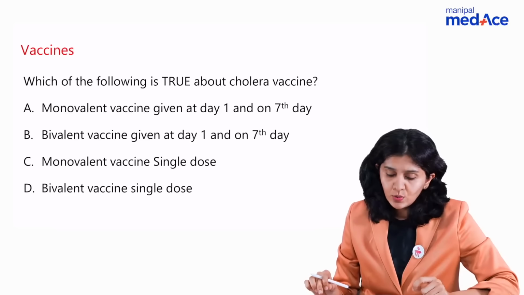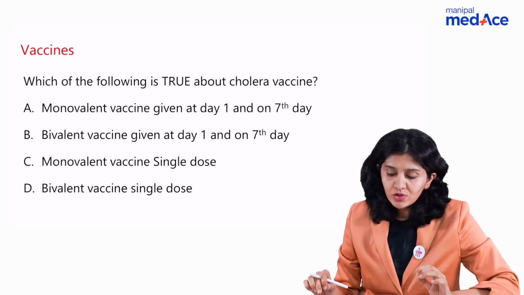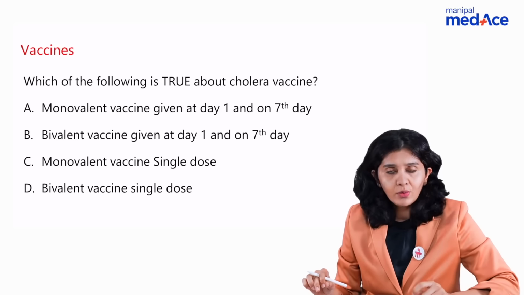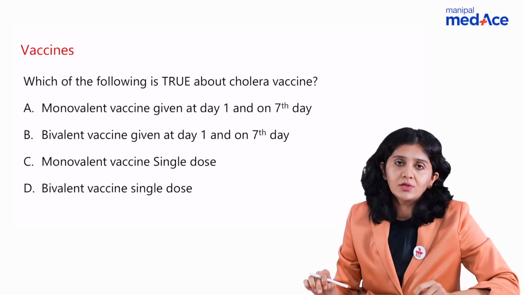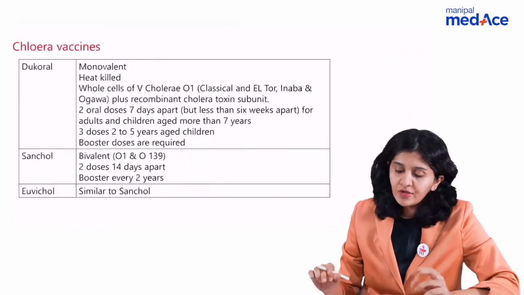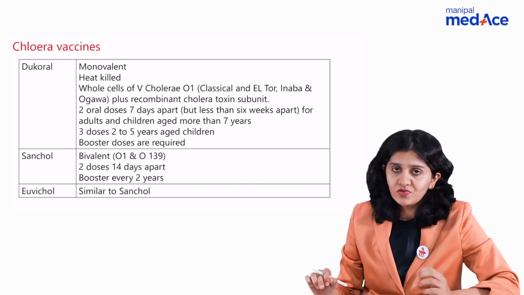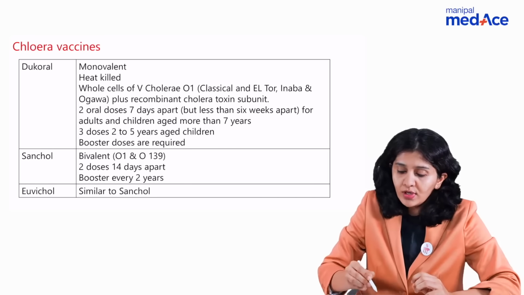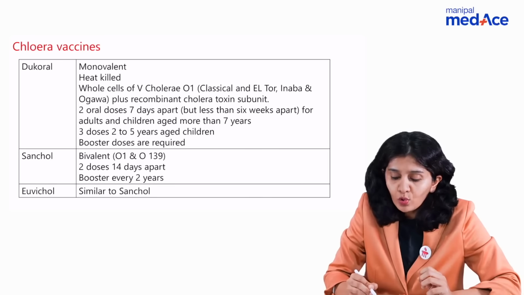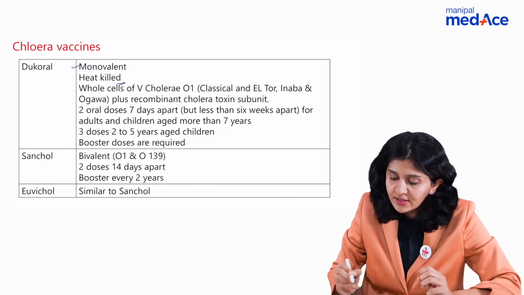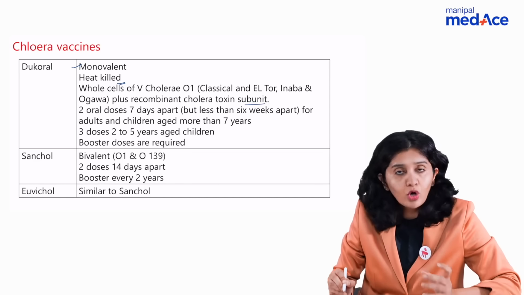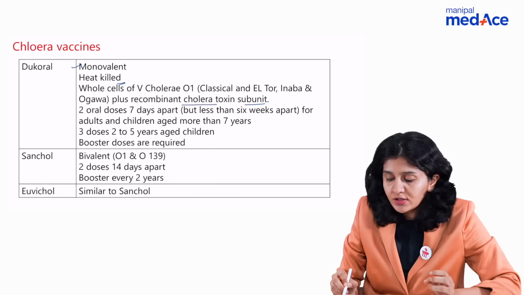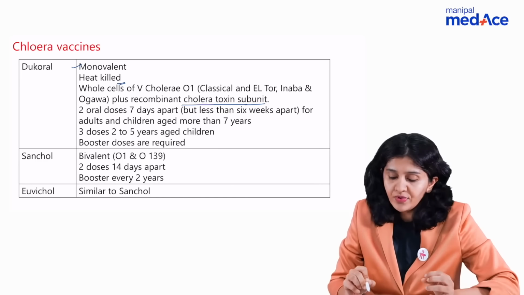So another question from vaccines was about cholera vaccines. Which of the following is true about cholera vaccine? Monovalent vaccine given at day 1 and day 7th. Bivalent vaccine given at day 1 and day 7th. Monovalent single dose, bivalent single dose. For this, let us understand the cholera vaccines first. Basically, there are 3 types of vaccines in use currently: Dukoral, Sancol, UV-Col, right? Dukoral is the commonly used vaccine. It's a monovalent vaccine. It's a heat-killed vaccine plus a subunit vaccine. It has cholera toxin also. So whole cells of Vibrio cholerae plus recombinant cholera toxin subunit is used here, right?